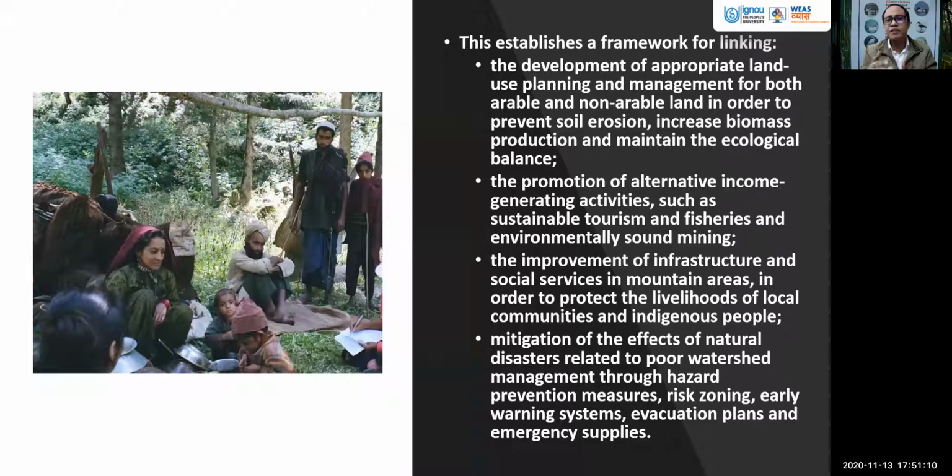Because if you feel that that particular watershed is already degraded, then we have to intervene. Some intervention program has to take place. Then we have to think about alternative income generating activities for that particular area.